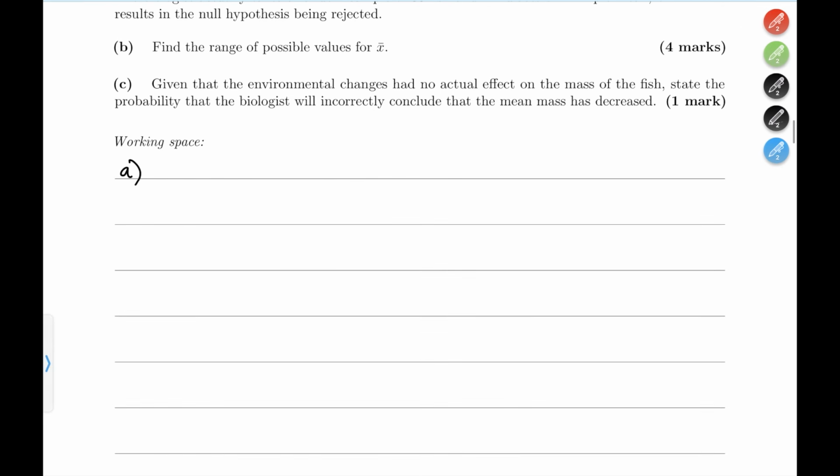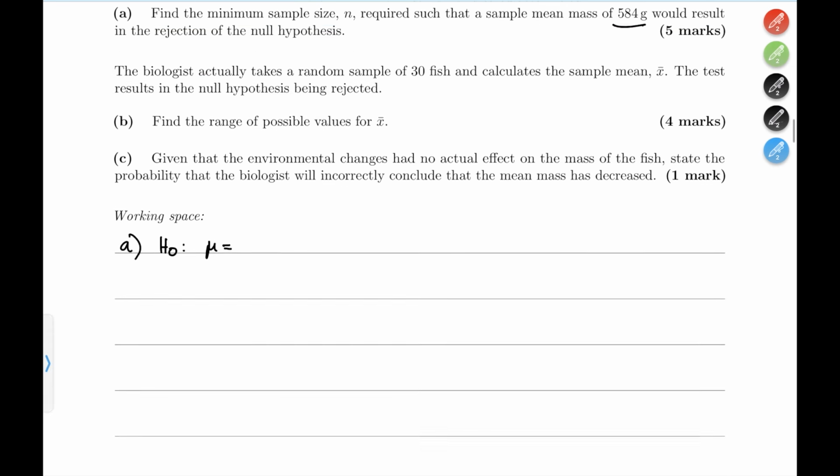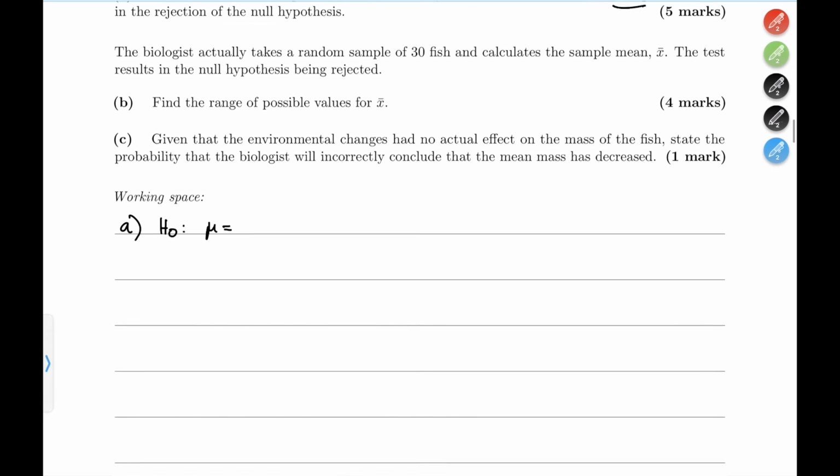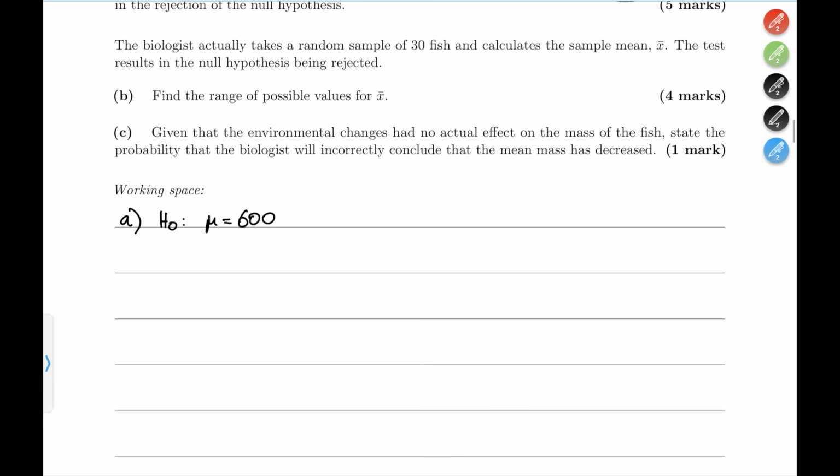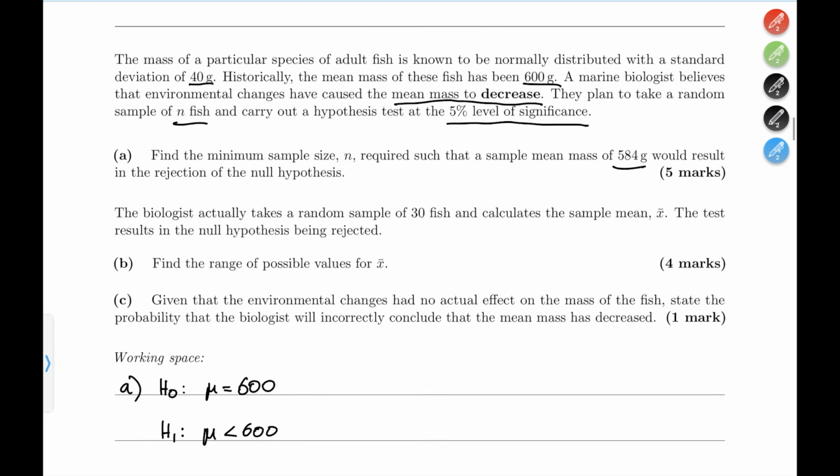So we're going to say that our null hypothesis is that the mean is equal to 600, because that's what it says in the question. And the alternative hypothesis is that the mean is less than 600, because the marine biologist believes that the mean mass has decreased. We're trying to show that if the sample mean mass is 584 grams, what is the minimum sample size going to be?